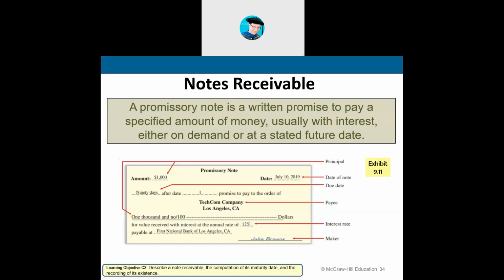We're converting the account receivable to a note receivable. The way we do that is we take it out of accounts receivable and put it into notes receivable. And we attach an interest rate because now it's a note. It's a loan, basically. And that loan comes with this thing called a promissory note. The promissory note is a promise to pay. It includes things like the amount, the date when it's due, who it's being paid to, the interest rate, and who's paying it.